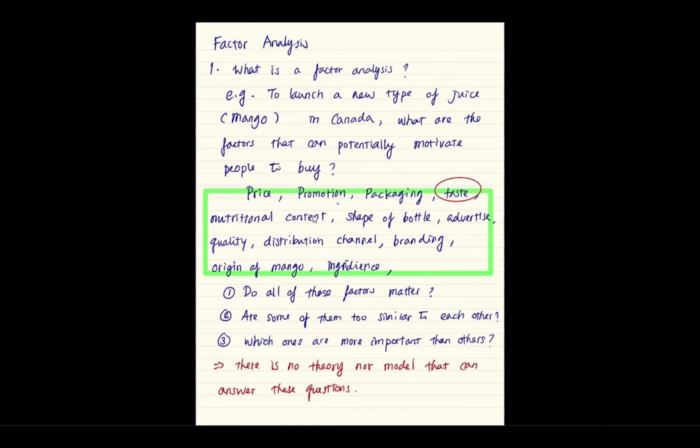Just like, for example, are packaging and the shape of the bottle related? Well, if I have a round-shaped bottle, probably I cannot have a triangle-shaped package. And are branding and advertisement somehow related? Those things we can suspect, but we are never able to prove.